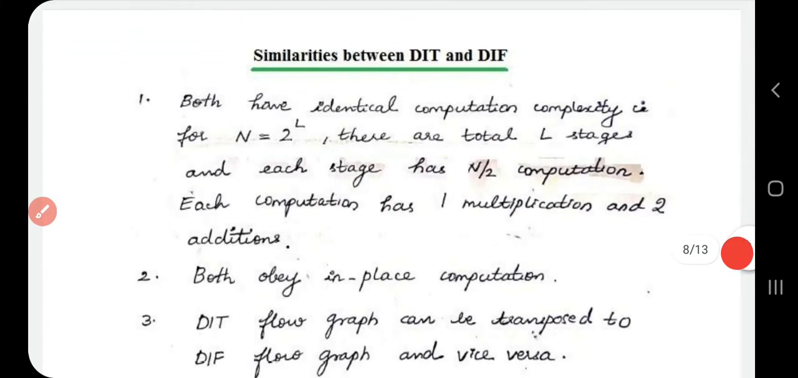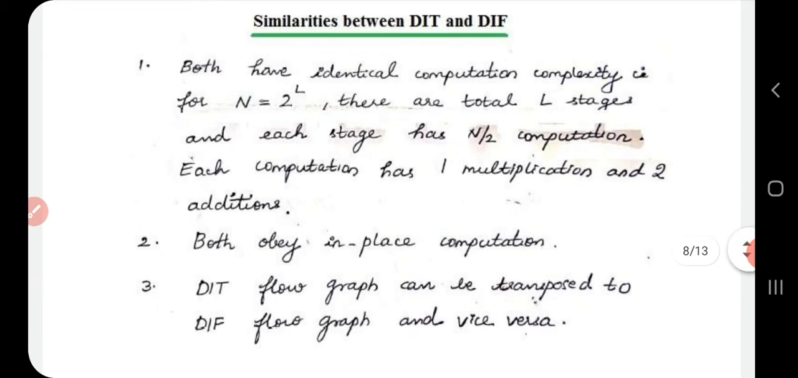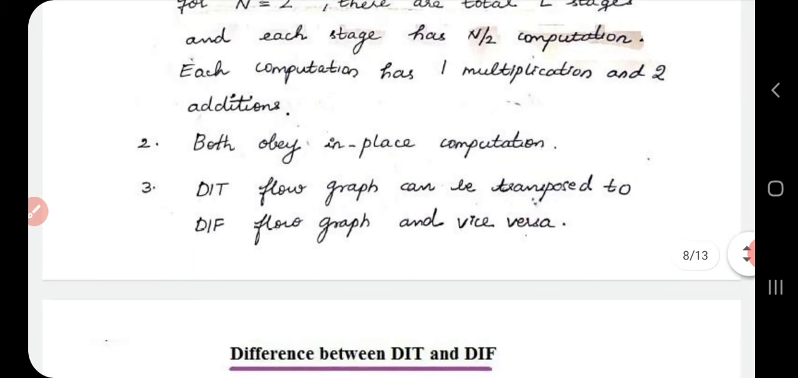Now what are the similarities between DIT and DIF? Both have identical computation complexity. That is, for N equal to 2 raised to L, there are a total of L stages, and each stage has N by 2 computations. As already seen, each computation has one multiplication and two additions.